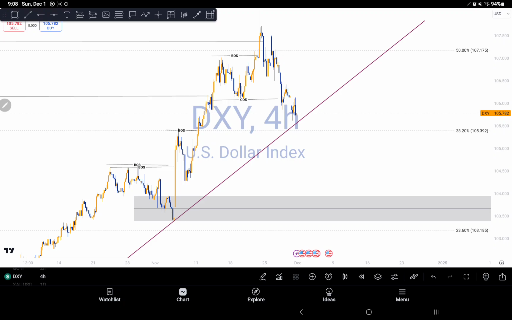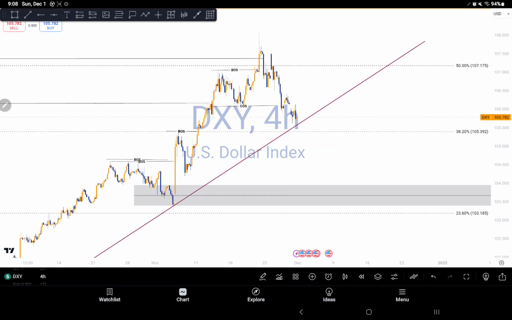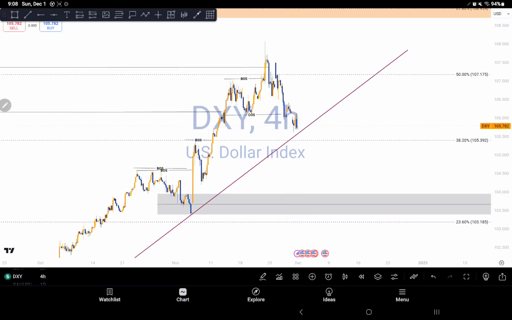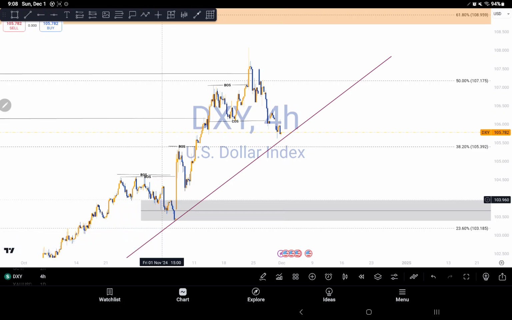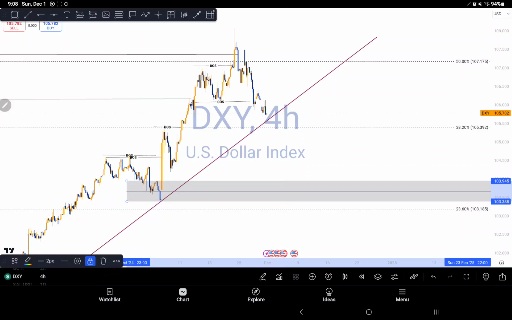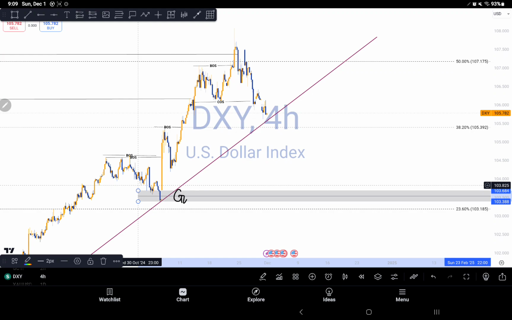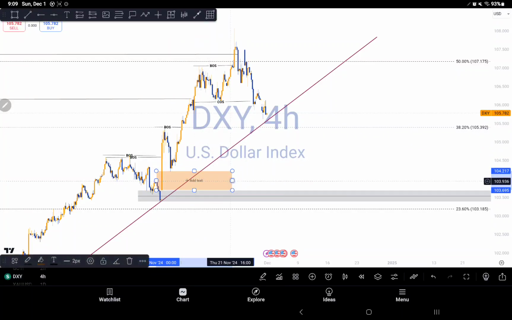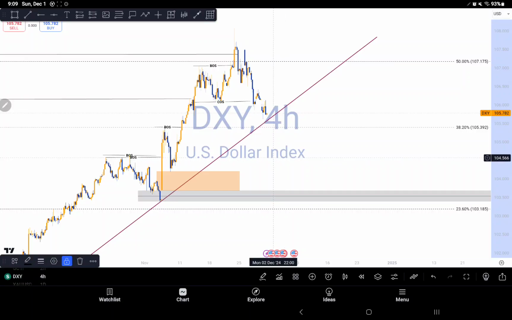There is also a good one right here. So we can see that we can refine this here. We have it right here. So there's that possibility that it's gonna come over there to react. Then there is also an imbalance right here that needs to be filled. Let's see, right here to here. There's that imbalance.